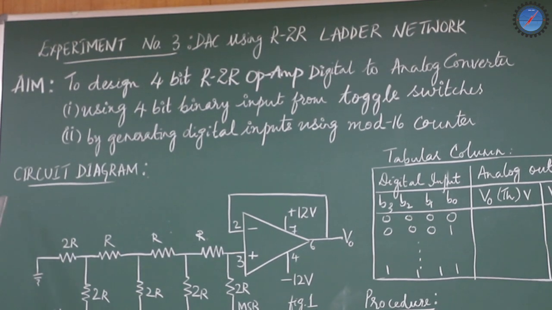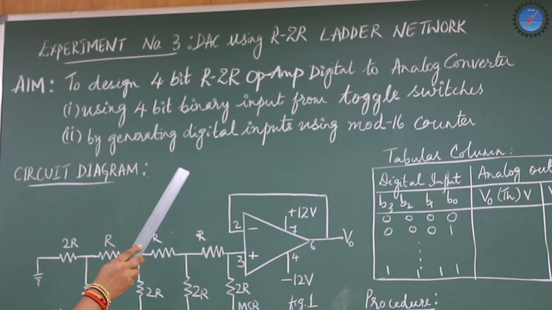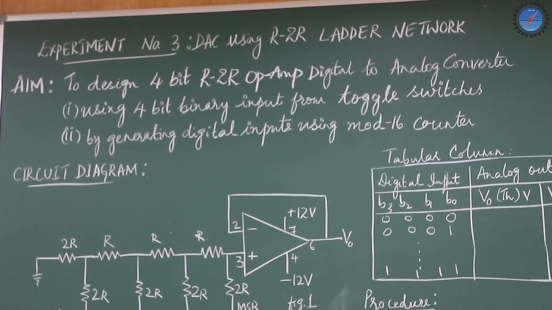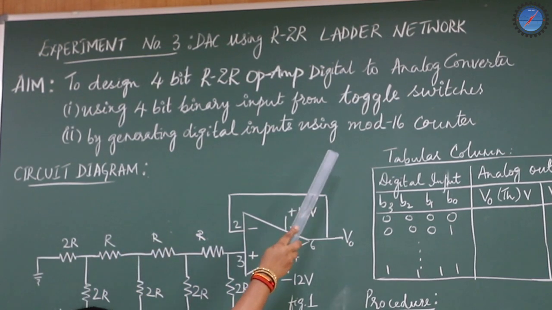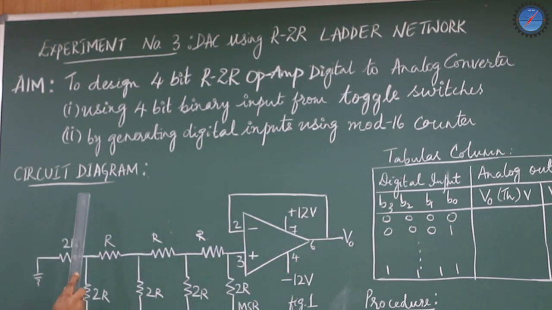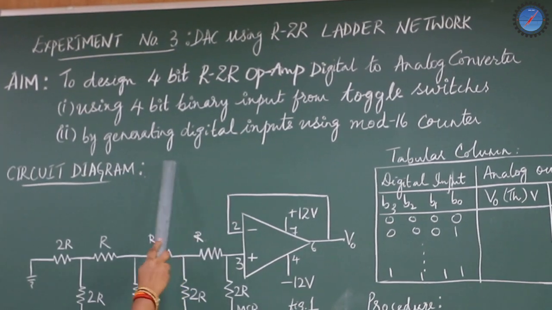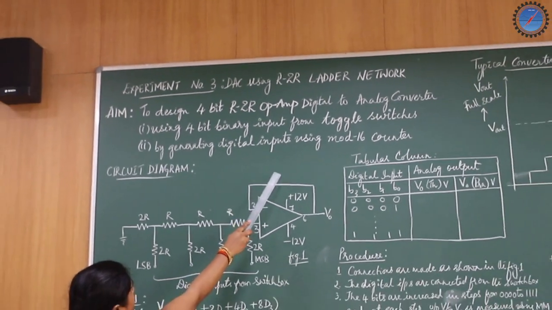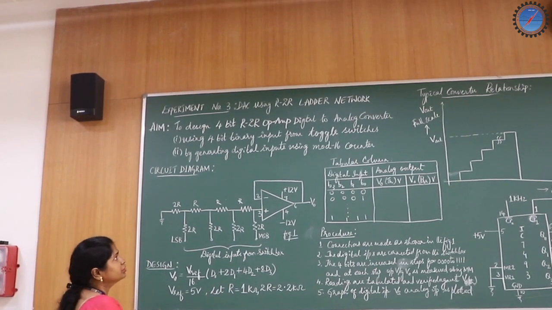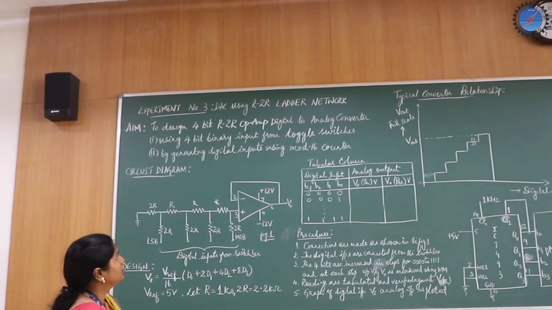So the aim of the experiment is to design a 4-bit R2R op-amp digital to analog converter using 4-bit binary input from toggle switches. And the second part is generating the staircase by using digital inputs, by making use of a mod 16 counter.